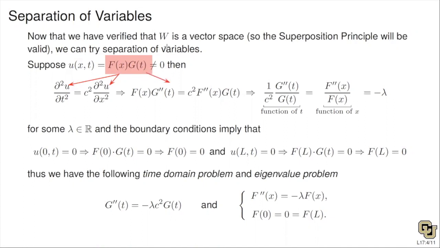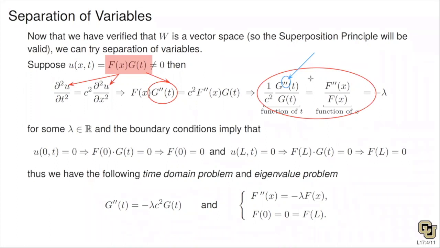The only difference with the heat equation is here, this is g double prime. In the heat equation, we have just g prime. And we put the constant with the time domain problem as in the heat equation, and we separate the variables. And again, the only difference would be this extra time derivative that's not present in the heat equation. In the heat equation, we'd have 1 over k, some positive constant, times g prime over g equals f double prime over f. Okay, so that's the only difference.